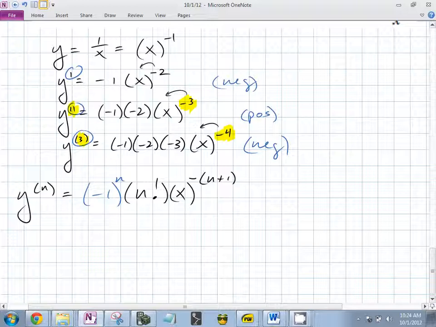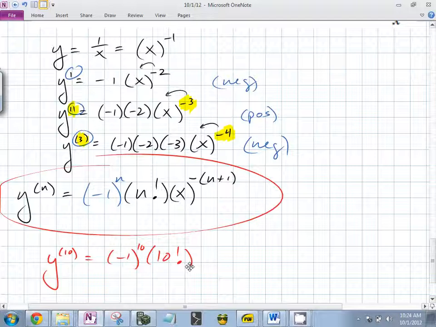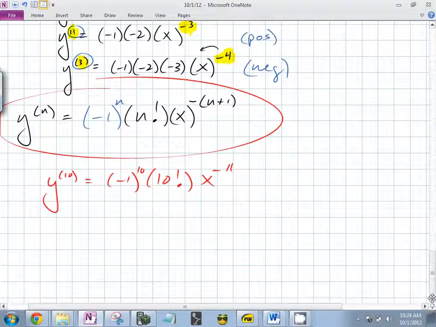So if we plug this in, what would be the 10th derivative of this? The 10th derivative would be negative 1 to the 10 times 10 factorial times x to the negative what? Yeah, 10 plus 1, then negative. Why is it negative 10 plus 1? Because it's the opposite. Look, 3 corresponded to negative 4. Remember, you subtract 1 from the power every time you drop it down?